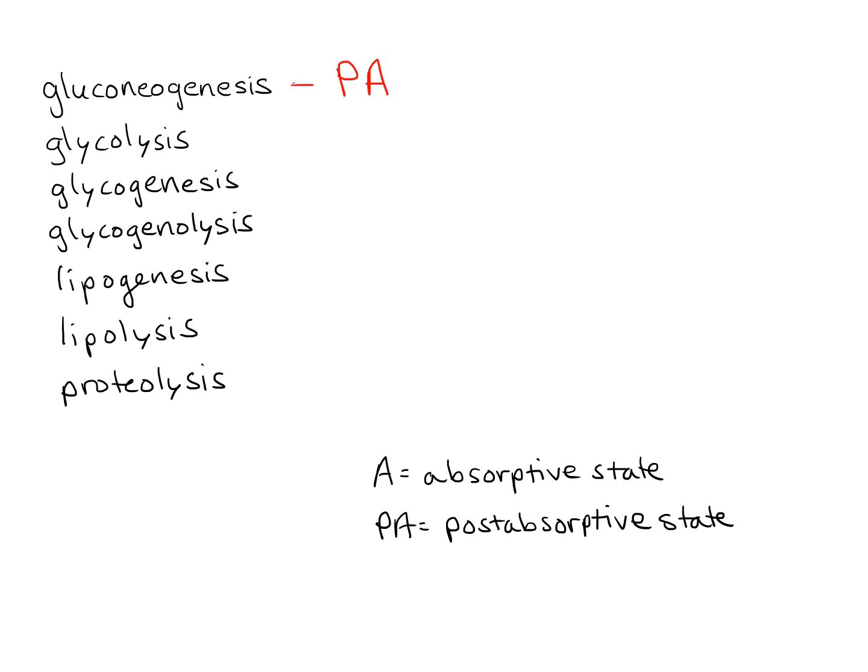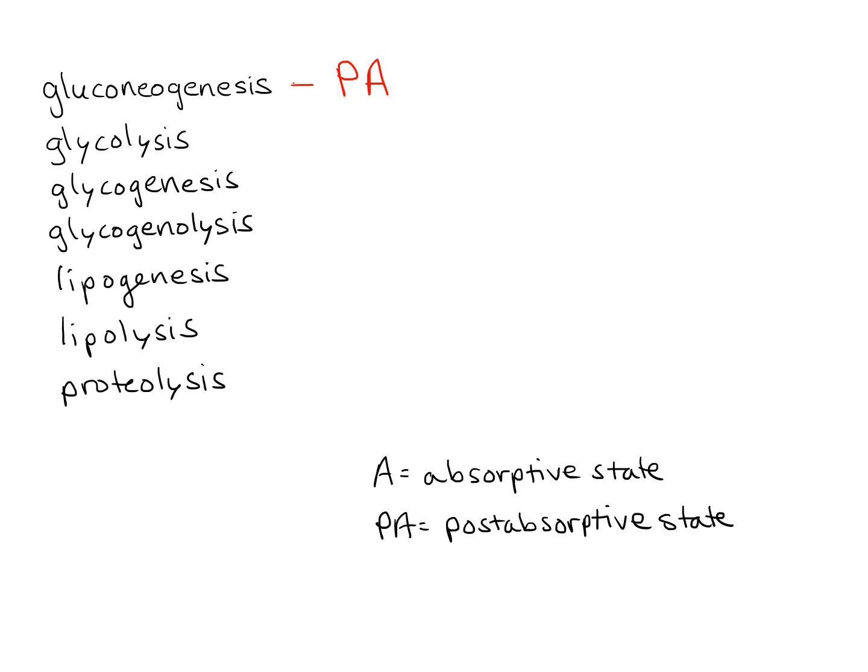We're going to put a PA, which stands for postabsorptive state. So when the glucose levels get low, the liver is going to look at that and say, hey, we need to make some new glucose to raise the glucose levels up and keep the brain happy. Okay, so gluconeogenesis happens during the postabsorptive state only.